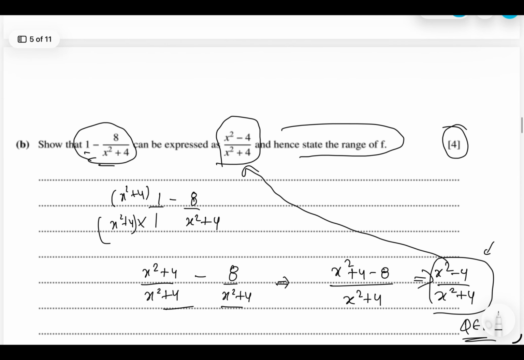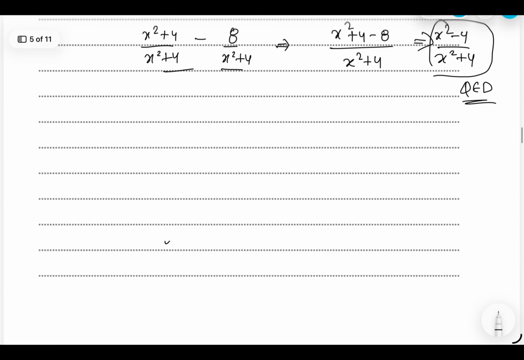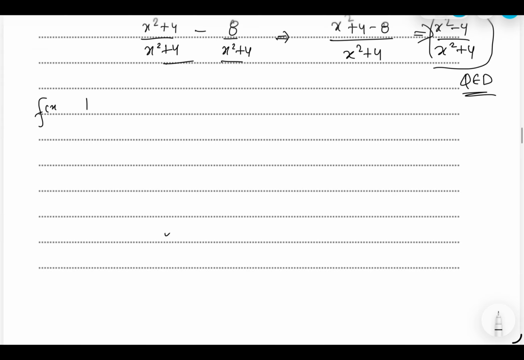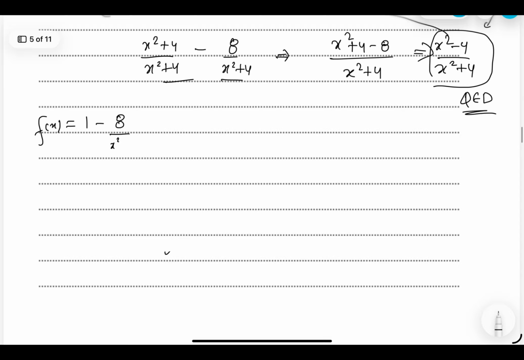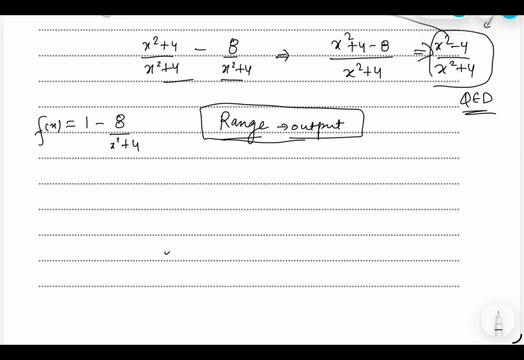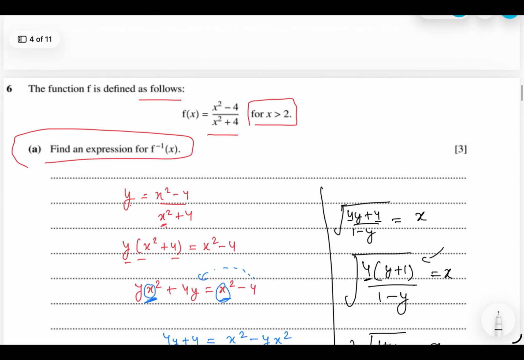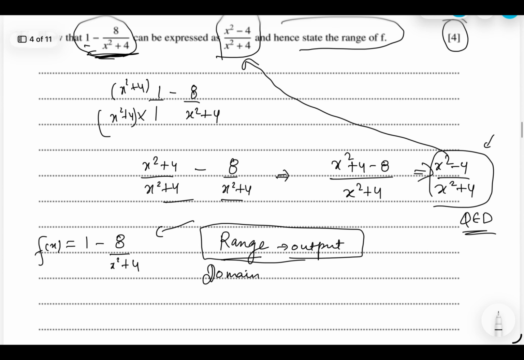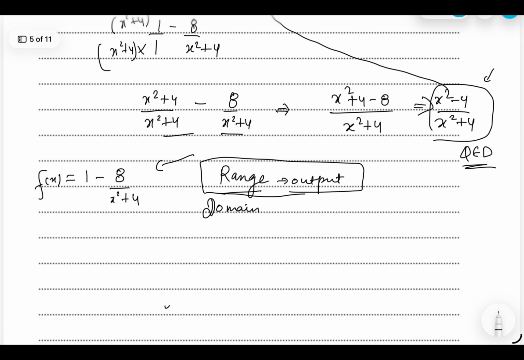All right, so the next part stated that we have to find the range of this function. So the function was f(x) equals 1 minus 8 upon x square plus 4. Now let's try to understand the concept of range. Range is the output. What is the maximum and the minimum output which this function can give within a limited domain? So the domain of this function was given to us in the question, that was x is greater than 2. So domain was x is greater than 2.